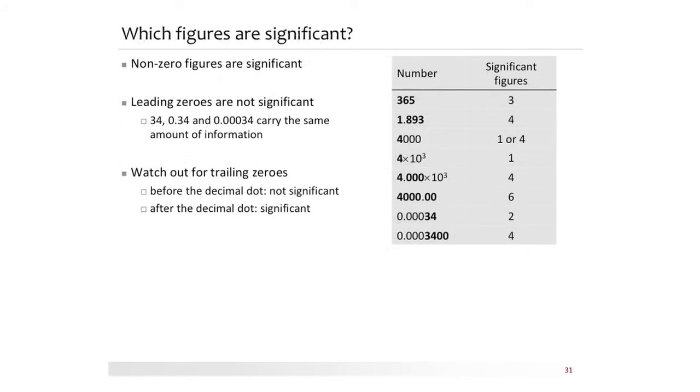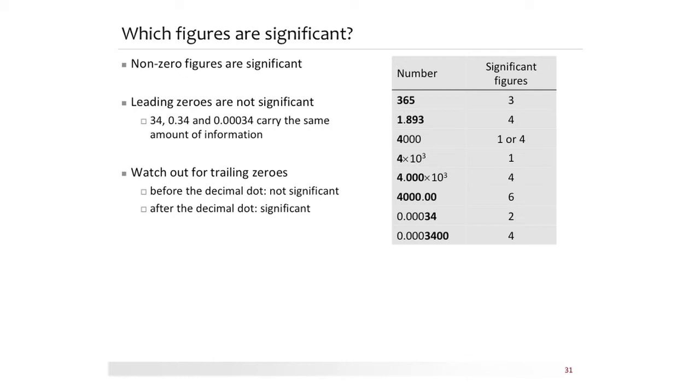So which figures in a number, if you write it down, are significant? First of all, non-zero figures are significant. If you have the number 365, there are three significant figures. If you have 1.893, there are four significant figures. That's quite easy. Now, zeros are a little bit confusing sometimes.